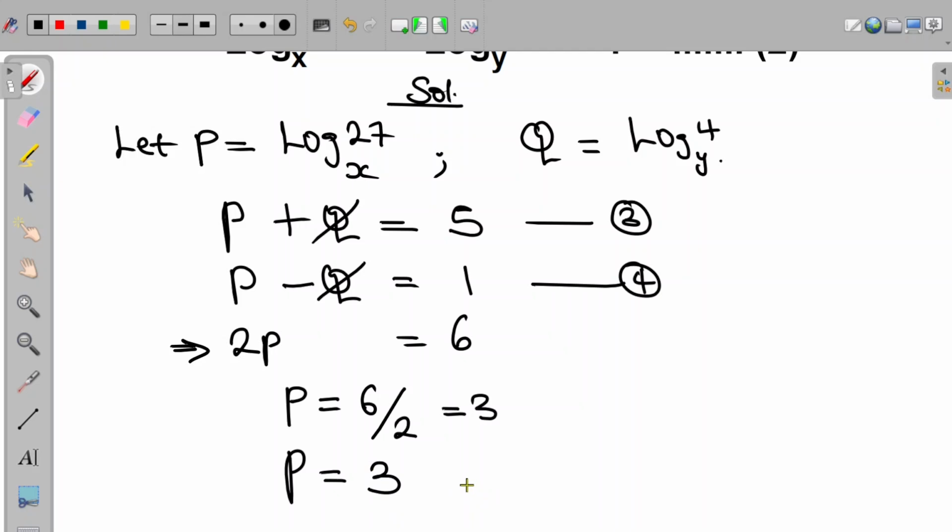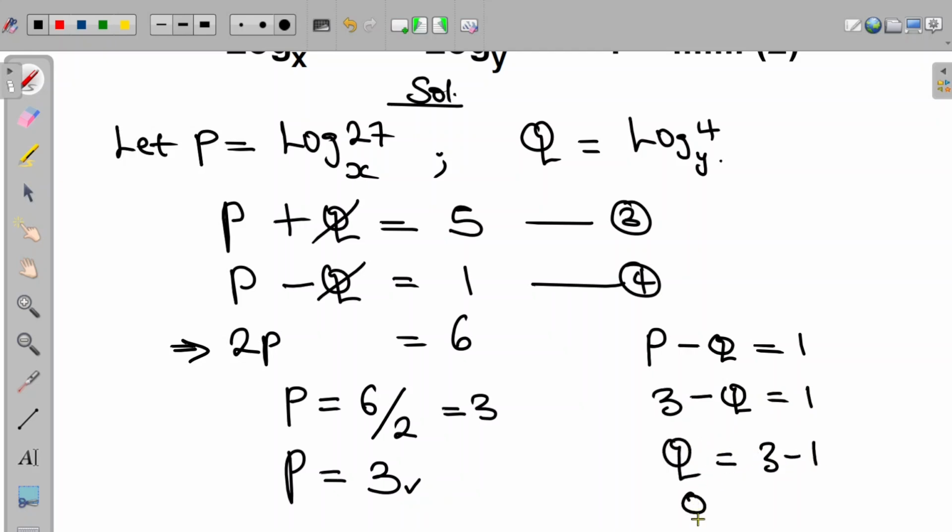Now, having obtained the value of P, let us now obtain the value of Q. So to obtain the value of Q, we substitute the value of P into equation 4. So we have that P minus Q is equal to 1. But the value of P is obtained to be 3. So this becomes 3 minus Q is equal to 1. So at this point, Q is equal to 3 minus 1. So Q is equal to 2.